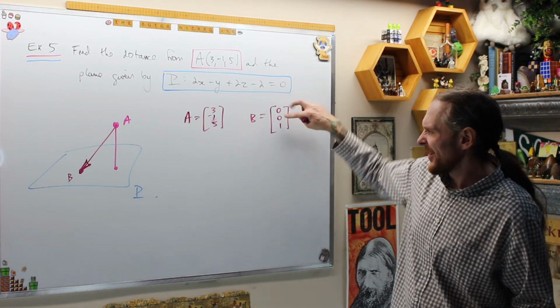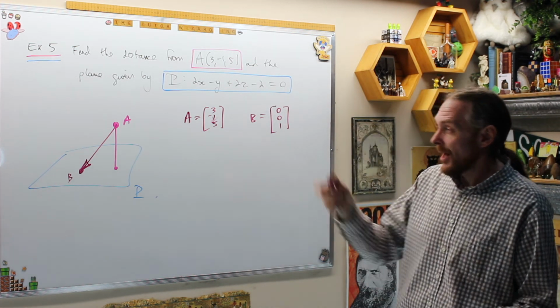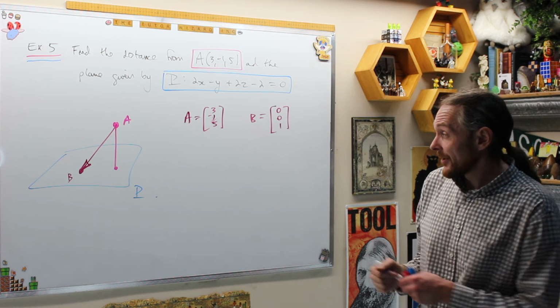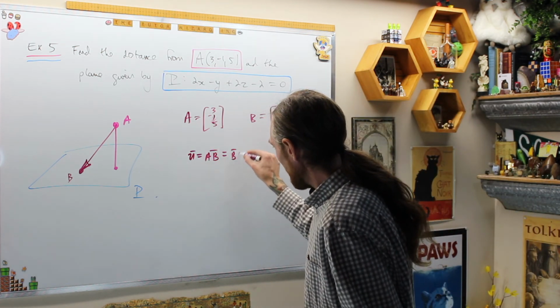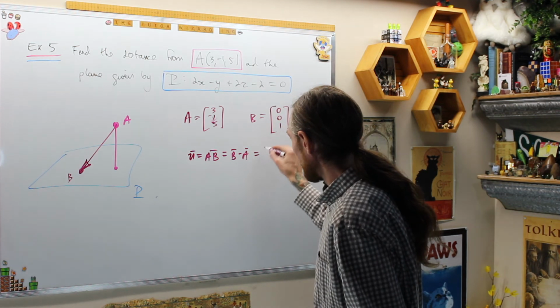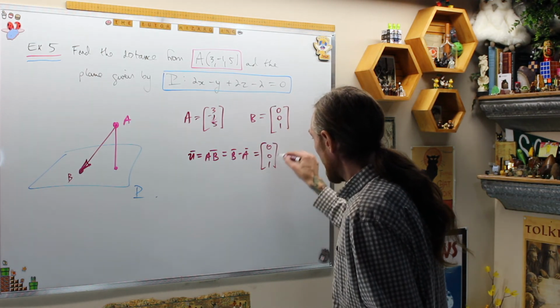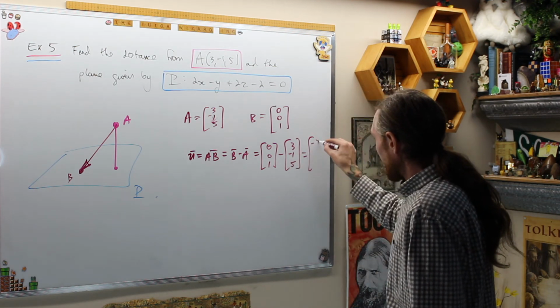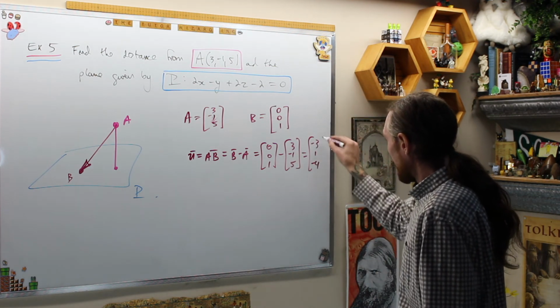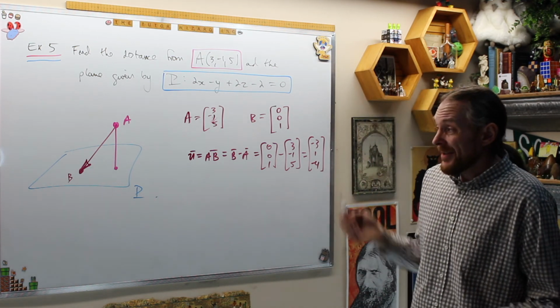I don't want crazy anyways. That's good for me. I like zeros. Now what do I have to do? Now I have to create the vector U, which is AB, which is B minus A as coordinates, which is going to be 0, 0, 1 minus 3, negative 1, 5, which is going to be negative 3, 1, negative 4. Once I have that, now what am I going to do?